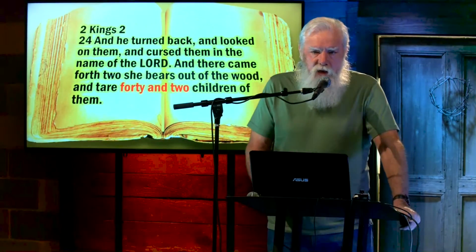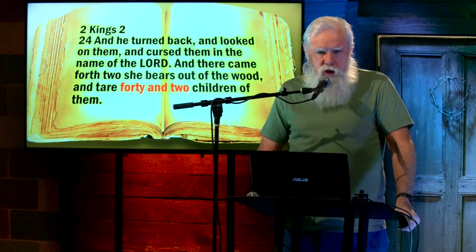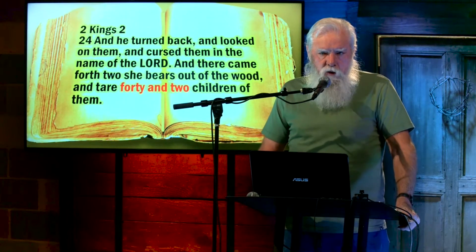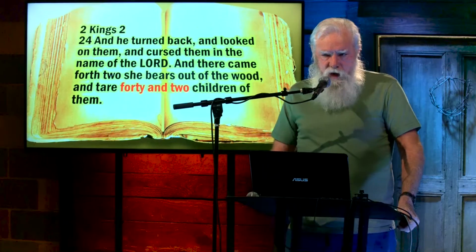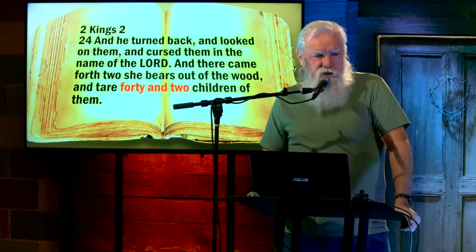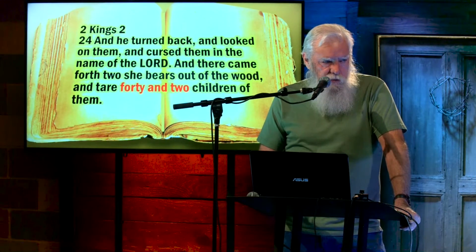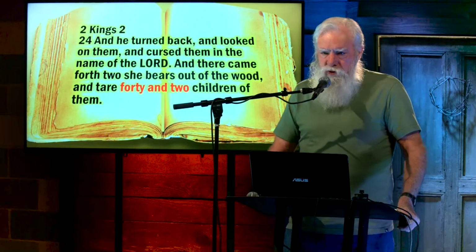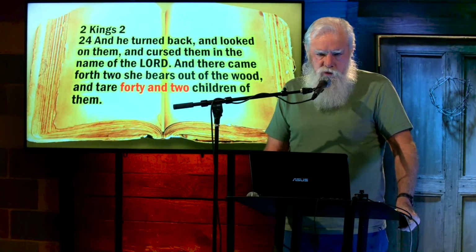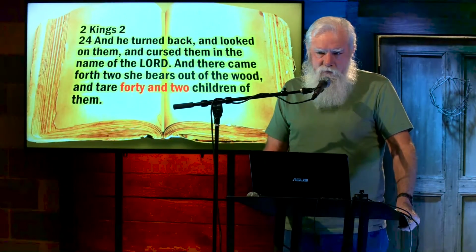And he turned back and looked on them and cursed them in the name of the Lord. And there came forth 2 she-bears out of the wood and tare 42 children of them. Now, you know what happened there. They went out to Elisha and they said, "Go up, thou bald head, go up, thou bald head." The children were mocking the prophet. And God sent bears, 2 of them, out of the woods and tore 42 children. That's a terrible story. 42 children. But notice the number 42. It's not 37. It's 42.